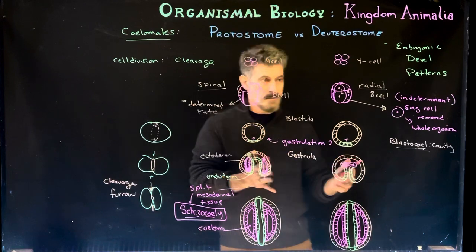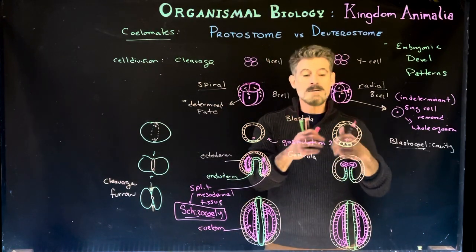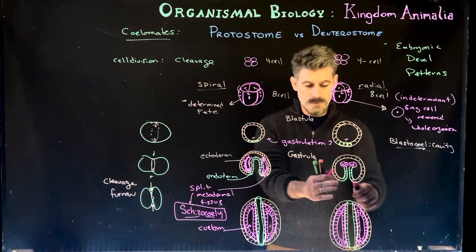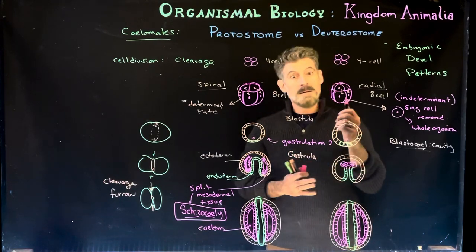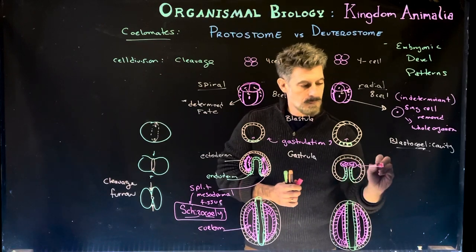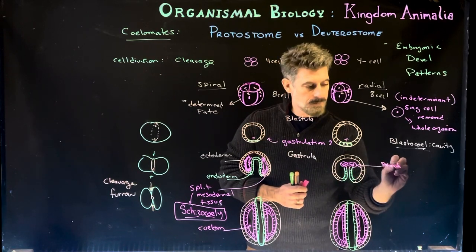In deuterostomes, we have our radial cleavage. It results in a blastula. The blastula undergoes gastrulation. It starts to form the endodermal gut. But then we have these pouches forming.